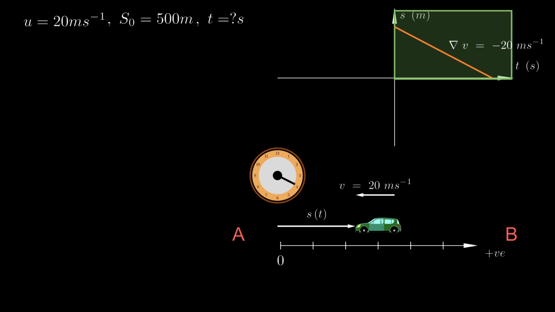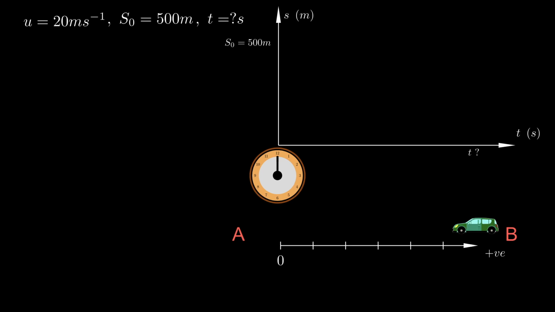Now that we know the gradient and the quadrant of the graph, we need to determine the y-intercept, which represents the initial displacement. To do this, we need to know the vehicle's position at the start, or its displacement from the point of measurement, when time is 0. The initial position of the vehicle is given in the question as 500 meters. This is the starting point of the vehicle.